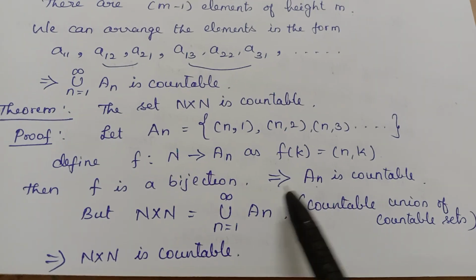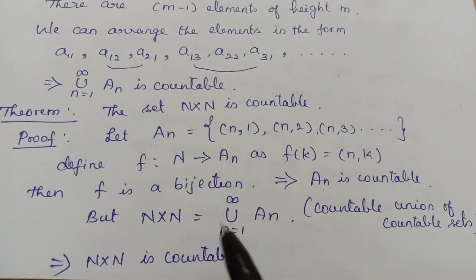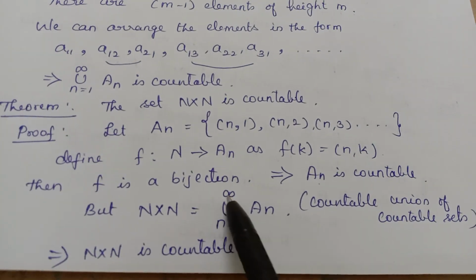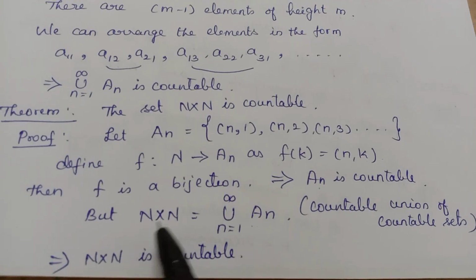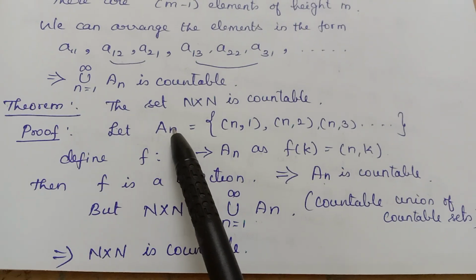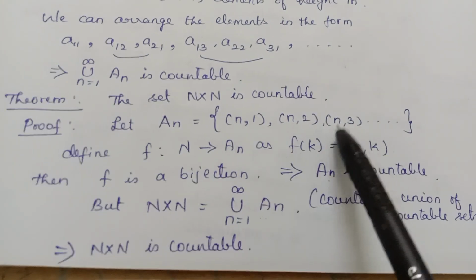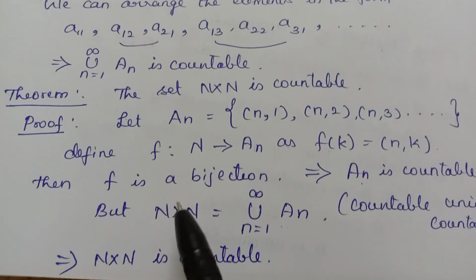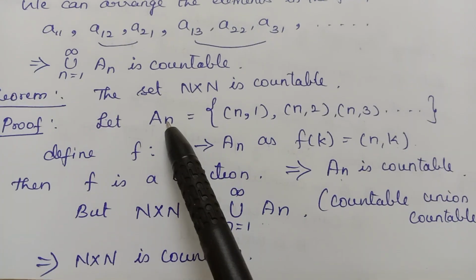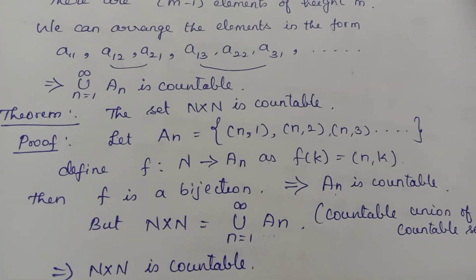So if A_n is countable, what about the countable union? What is the countable union of A_n, n equal to 1 to infinity? This will become equal to N cross N. That is, you change n. If it is A_1, it will be (1,1), (1,2), (1,3), etc. If it is A_2, it is (2,1), (2,2), (2,3), etc. If it is A_3, (3,1), (3,2), etc. So if you take the countable union of all these A_n, that will give you the set N cross N. Since each A_n is countable, their countable union is also countable. Therefore N cross N is countable.